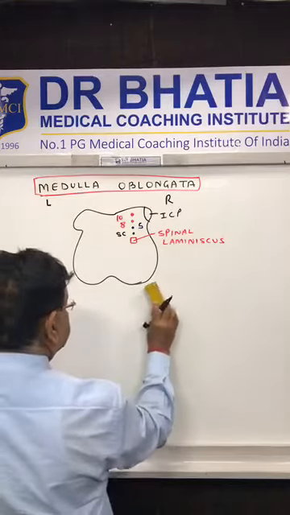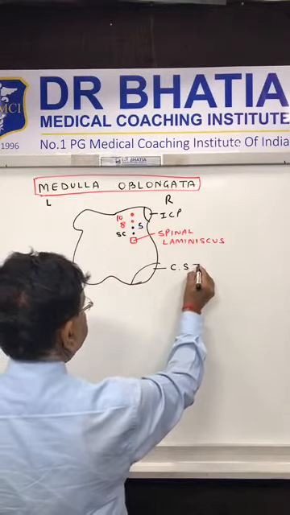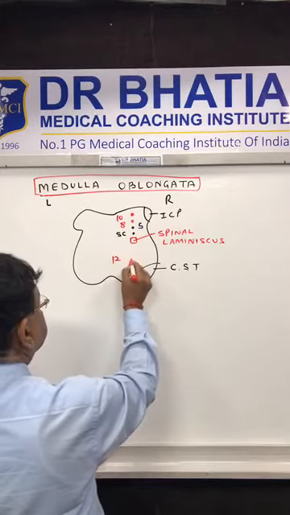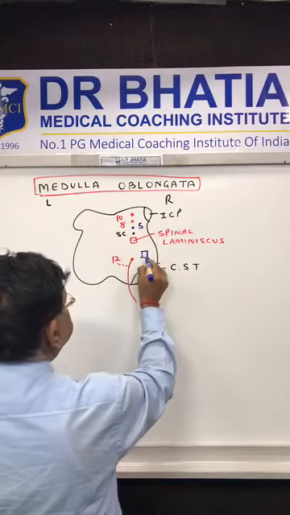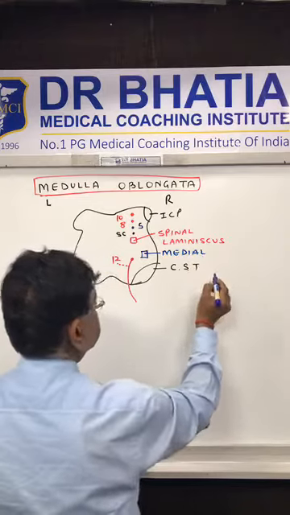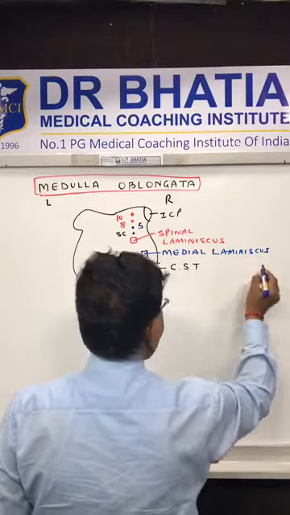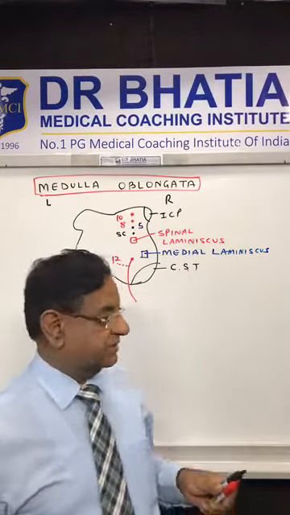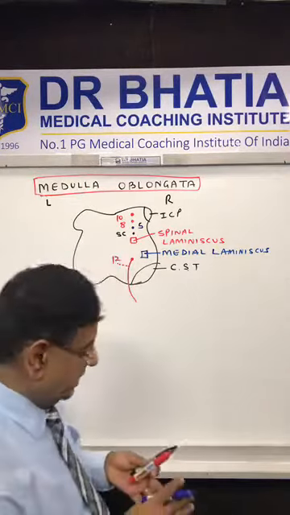Okay, with this, here is the corticospinal tract. Here is the 12th nerve, and here is the medial lemniscus. Now what does it contain? This contains contralateral position and vibration sense. This is the anatomy of the medulla oblongata.